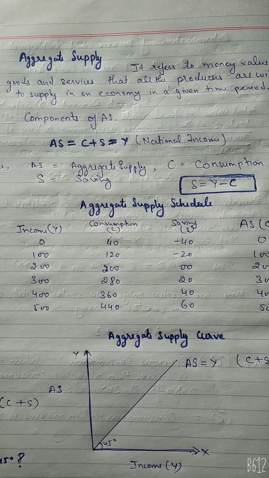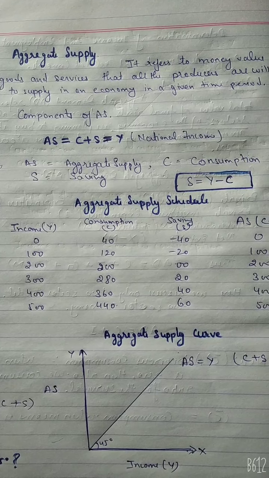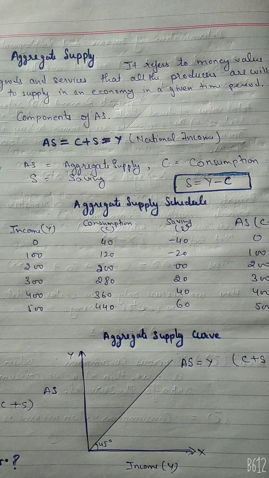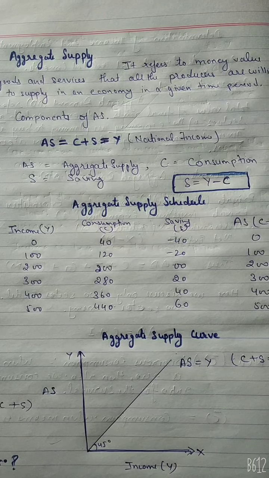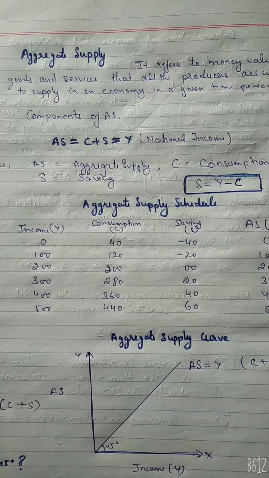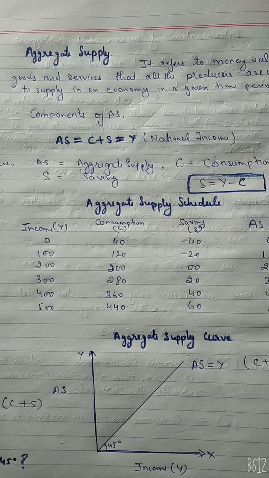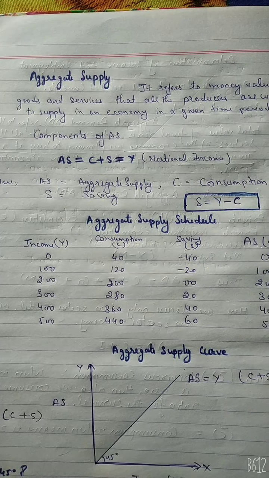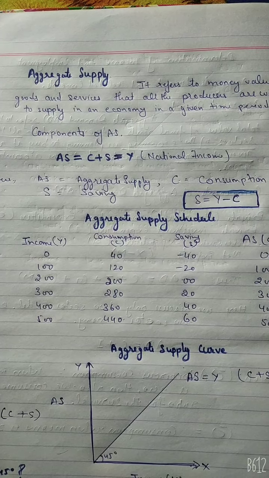Now, what are the components of aggregate supply? As we know, income is either consumed or saved. So the aggregate supply has two main constituents, that is consumption and saving. So here is the formula: AS is equal to C plus S, which is always equal to the income. Here it means aggregate supply is equal to national income.